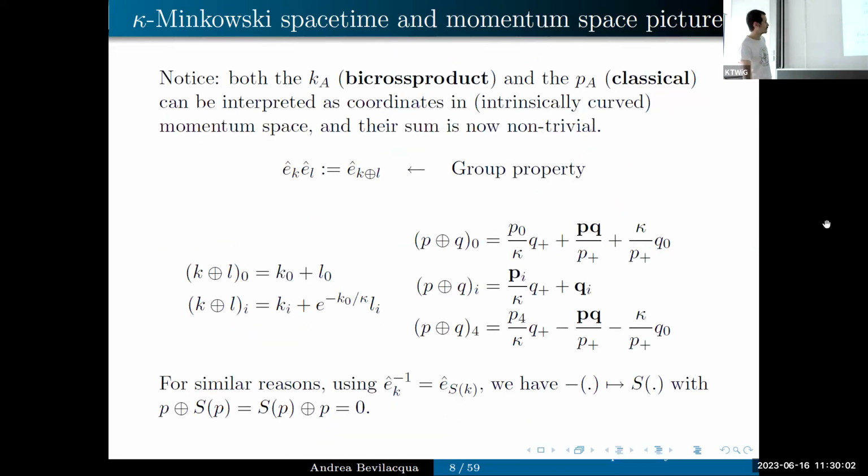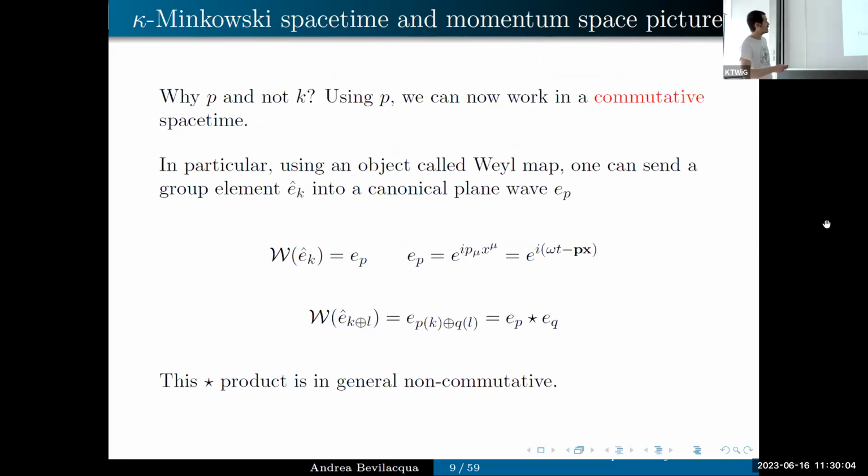Okay. So, but why P and not K? Why am I talking about 2 possible bases in momentum space? Basically, the reason is that using P, we can work in a commutative space-time, although we have to take care about a few things. So basically, using an object which is called the Weyl map, one can send elements of the group e^K into a canonical plane wave e^P. So this is just a relation. And e^P is just what you would expect. This is just a canonical plane wave, so what you usually use.